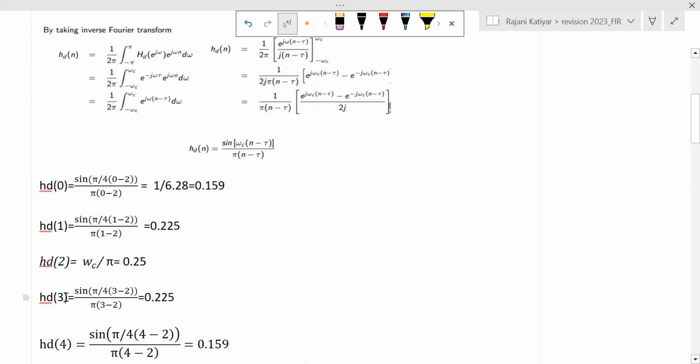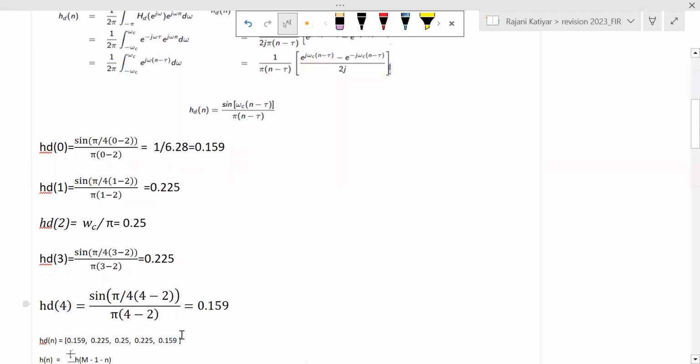Now we'll be moving to the fourth filter coefficient, that is HD3, when small n value is equal to 3, and we again further simplify and we'll be reaching the value of 0.225 while substituting the small n value as 3 here. And the last, fifth coefficient, HD4, for a small n value of 4, sine of omega c 4 minus 2 upon pi 4 minus 2, and will be reaching the value of 0.159. This all is the filter coefficient which we could find with the help of inverse Fourier transform.